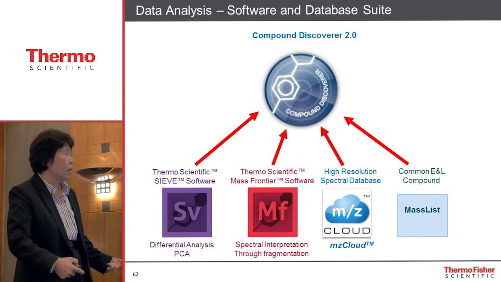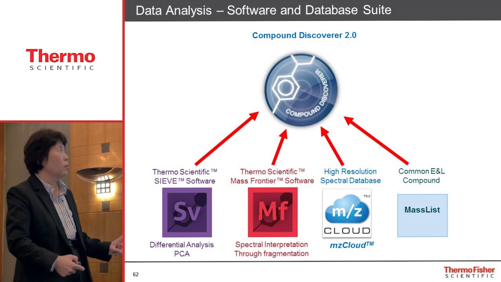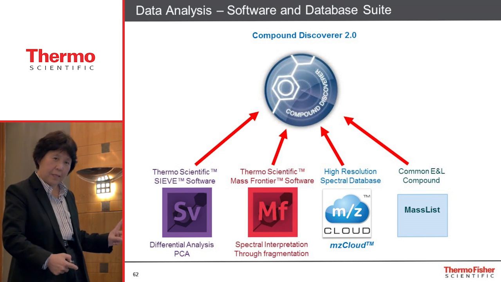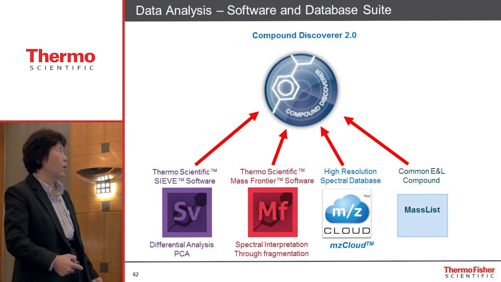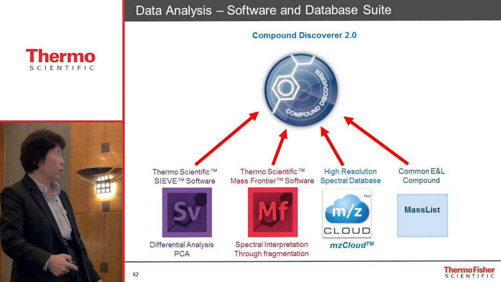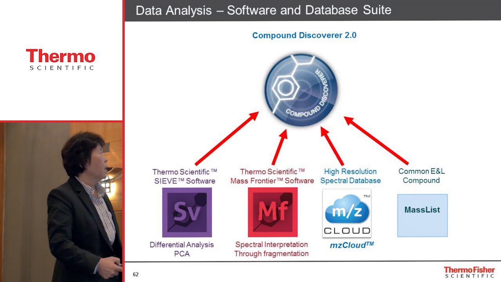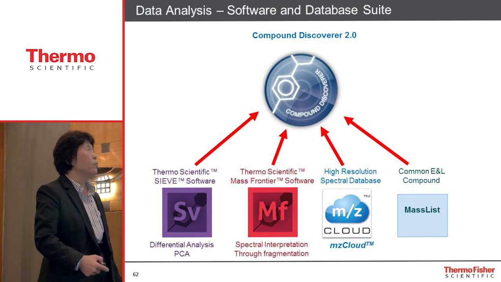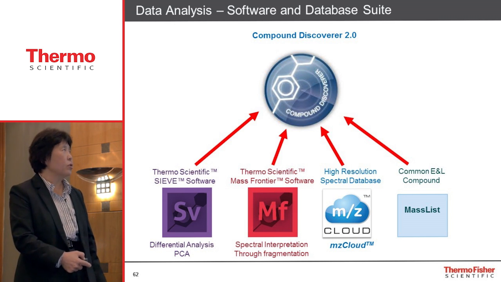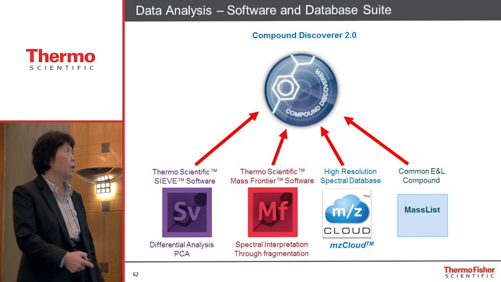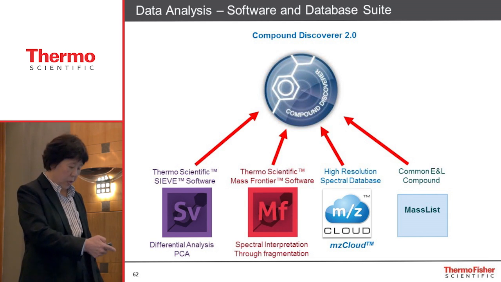We have mzCloud, the only high-resolution spectral database. Robert, the CEO of ICAP, is going to give us a talk this afternoon. And also we have, like I said, what we simply call a mass list. This is the sum of the common E&L compounds we accumulated. Right now we have about 1,500.